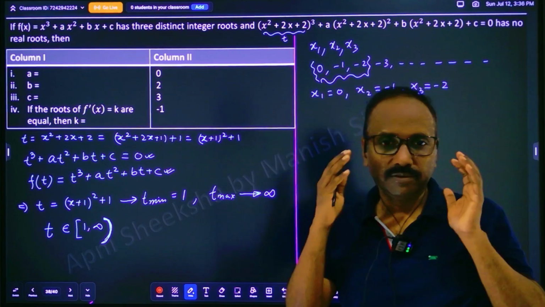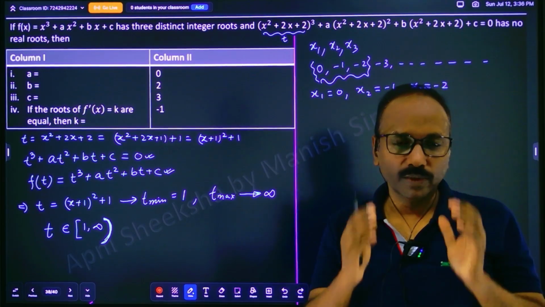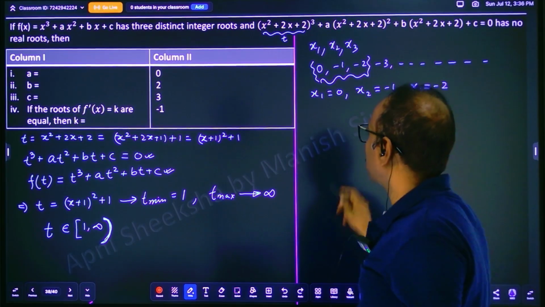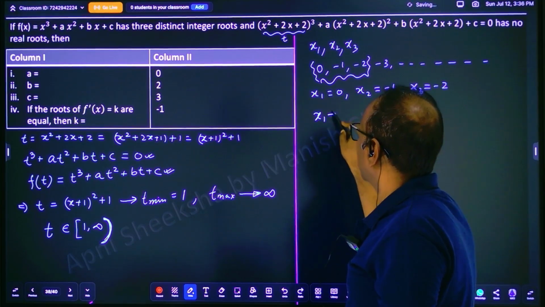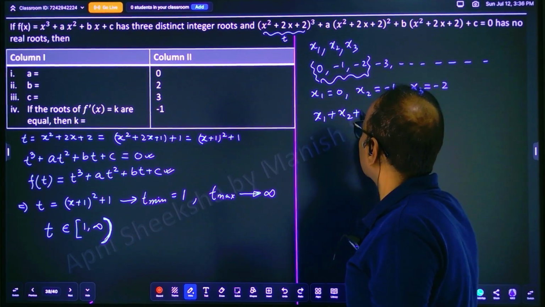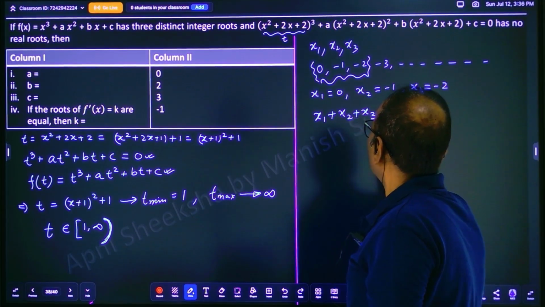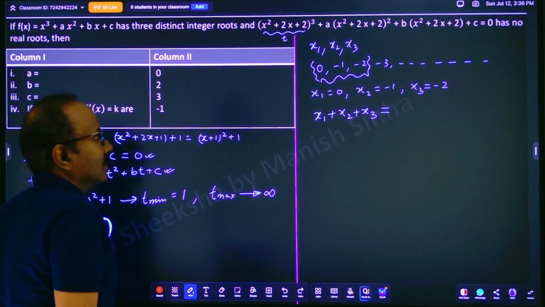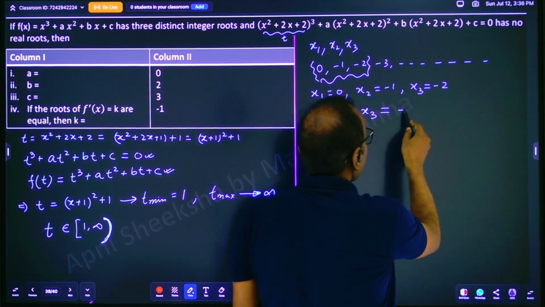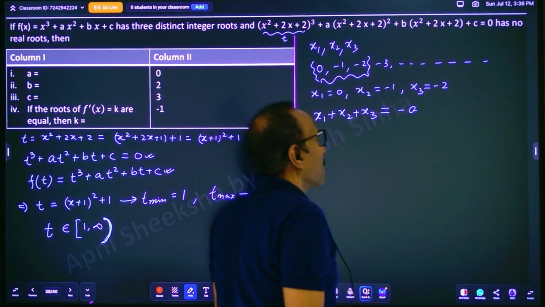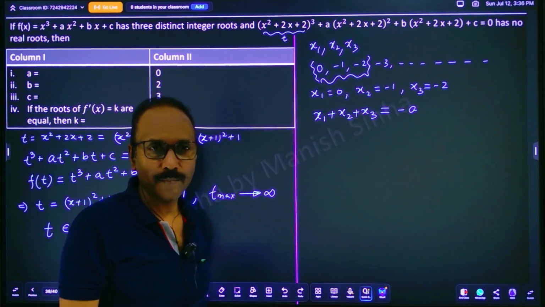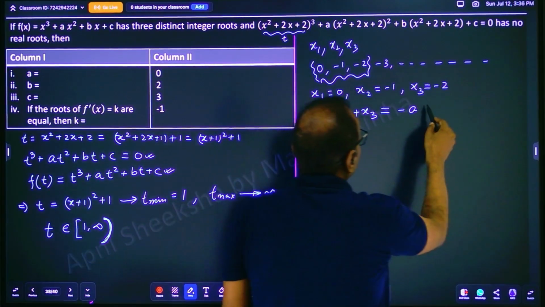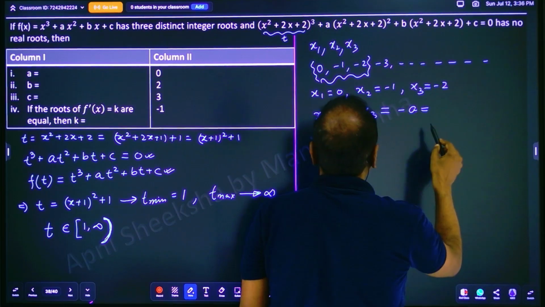In a cubic equation, you know that if it is having 3 roots, the sum of the 3 roots, that is x1 plus x2 plus x3, is equal to minus a. So just keep the values of x1, x2, x3.